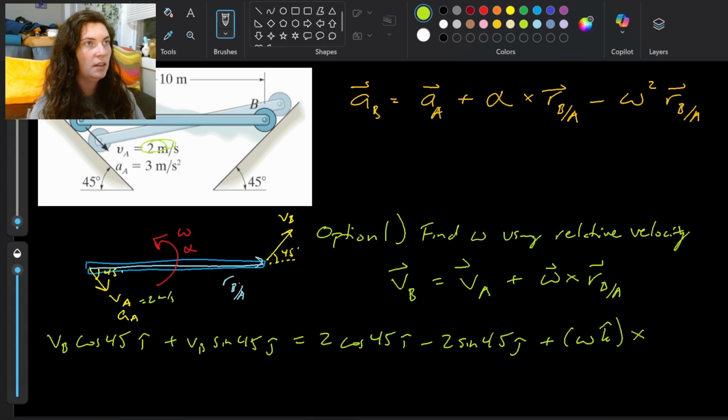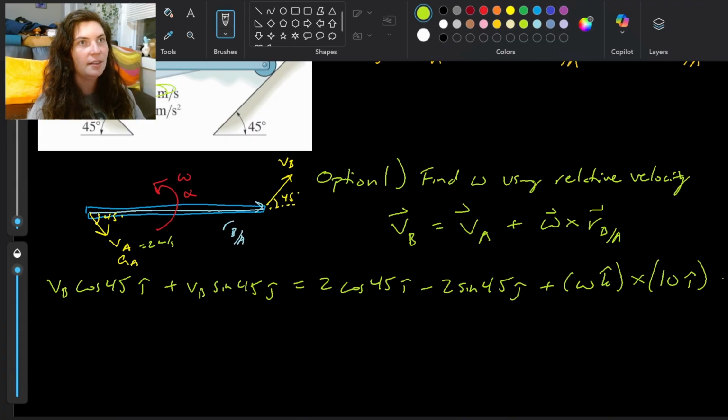to A. And r of B with respect to A, since this rod is horizontal, it said that AB is horizontal and it's 10 meters long. That means that it is just going to be 10 i hat. Right, easy enough. It goes from A to B, in the positive x direction. So that's pretty much our easiest vector here.